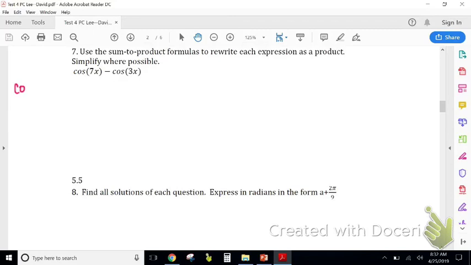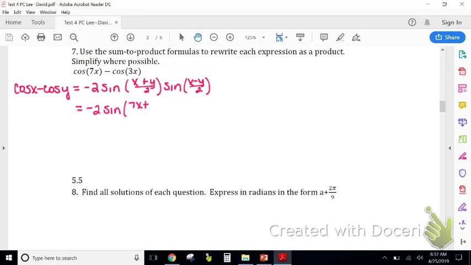that, what is it? If you have cosine of x minus cosine of y, I believe it tells you it's going to be -2 sine of x plus y over 2 times sine of x minus y over 2. And so we're just going to plug in and simplify.